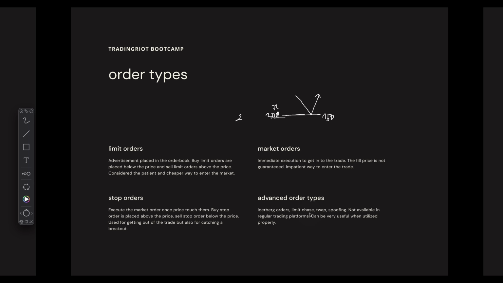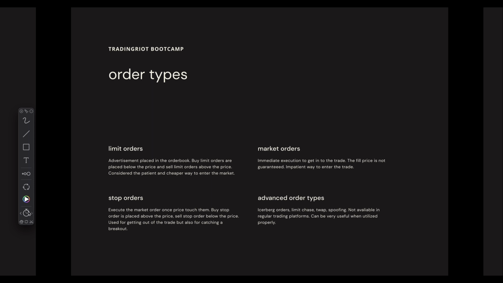So what something like limit chase is doing is that once the level gets hit and you didn't get filled, it will start chasing the price on the best bid and the offer usually. So this is one of the more advanced orders, and it's pretty useful for these types of situations. The TWAP is executing market orders that are based on a certain time.